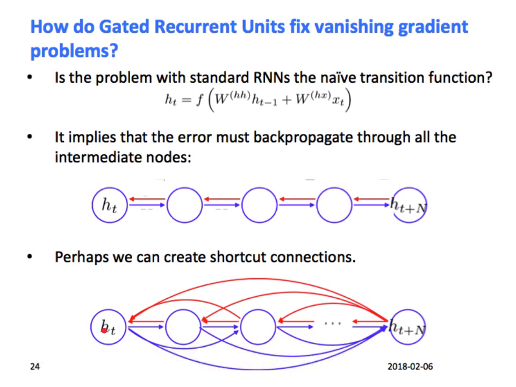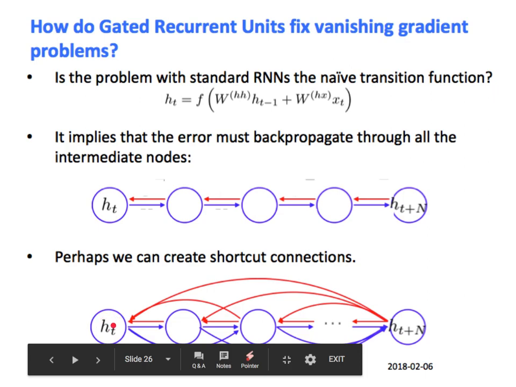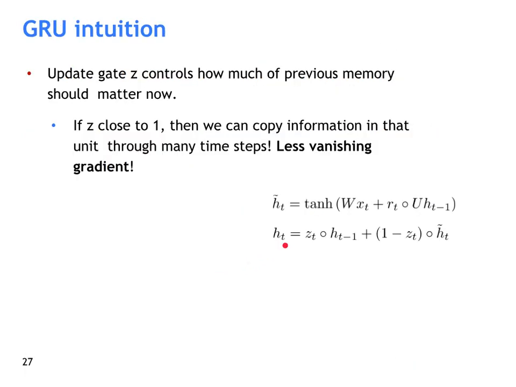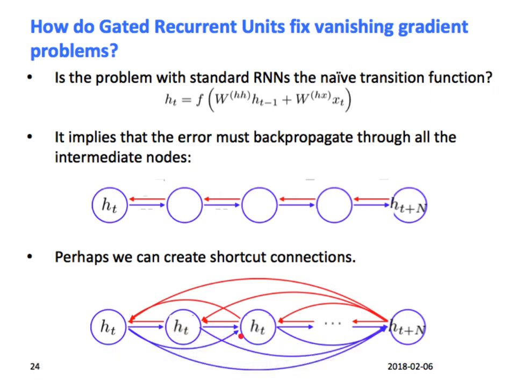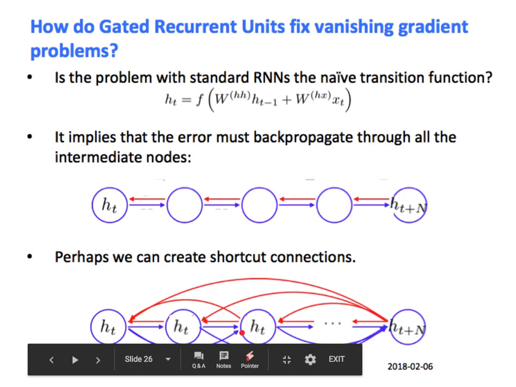So imagine if I can create a shortcut connection from this memory state to this memory state. What we need to do is first copy over this memory state to the next time step, and once again copy over this memory state to the next time step. So how do we do that with our GRU? Like I mentioned just now, the key is really our update gate. If we set our update gate close to 1, then we are essentially copying over the previous memory state. And once again, if this update gate is close to 1, we are copying this memory state again to the next time step. In this way, we create shortcut connections between the two time steps.